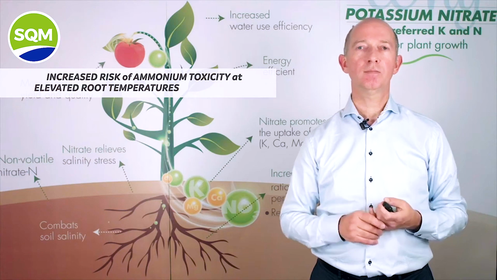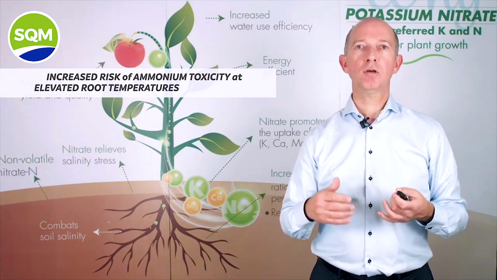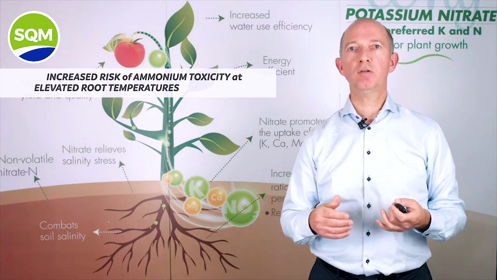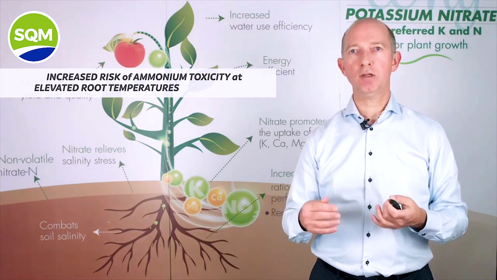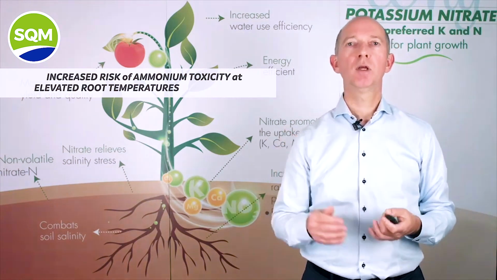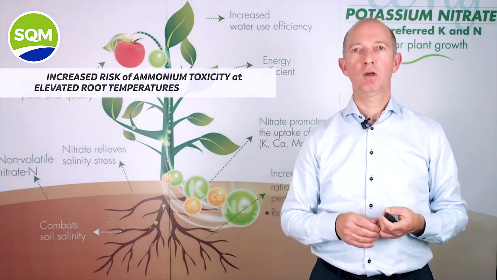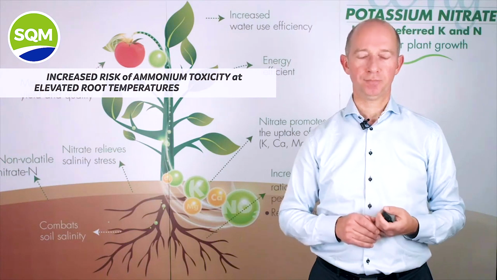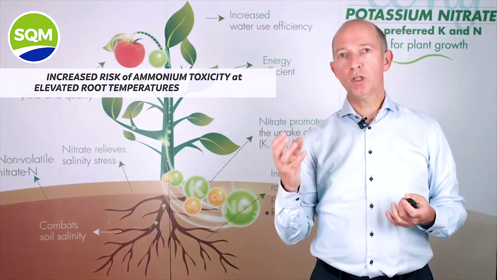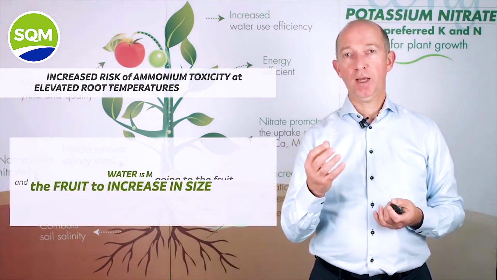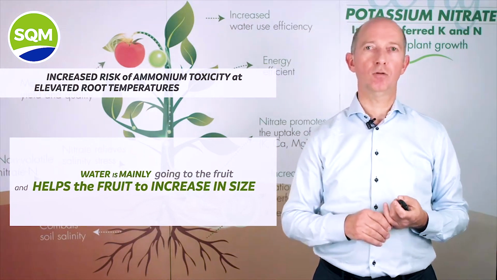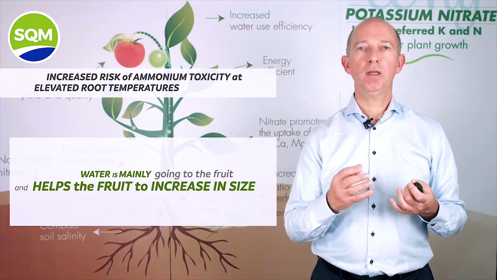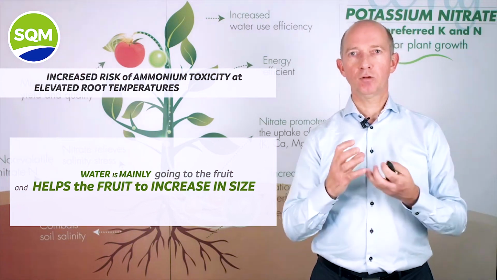At night, the crop also absorbs water. It's an active process. It's not fueled by evaporation, which just pulls up the water, but it's an active process which involves the root pump functioning. The root is pumping the water up, and this water is mainly going to the fruit, next to the leaves. But this is the water that really helps the fruit to increase in size.